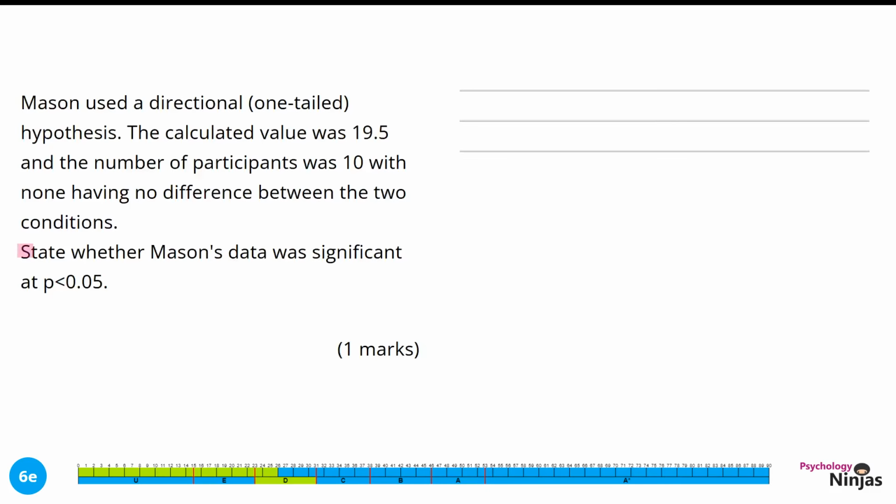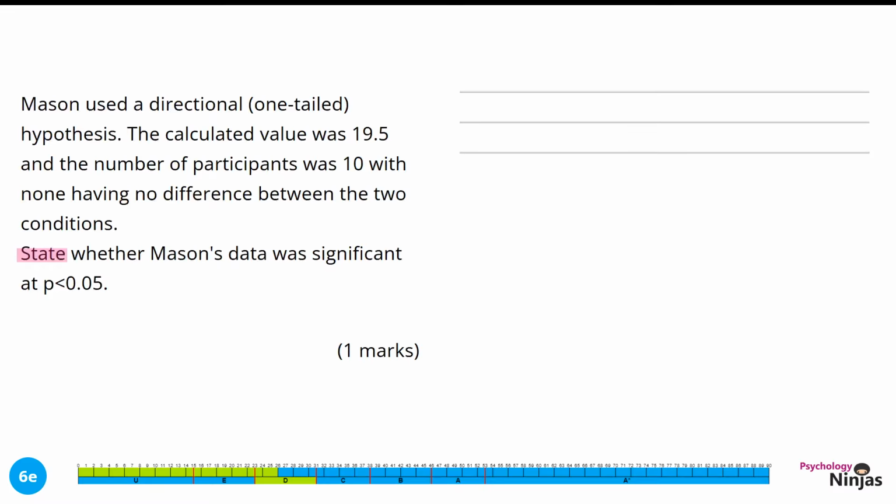Here we have the command word state, which means we need to identify or state something. This could be in a short sentence or a bullet point. There is some assumed psychological knowledge in this question, in that we understand what we're doing when we're looking at significance. Here we're looking at comparing our data to our critical values table that will be in the front of our exam booklet.